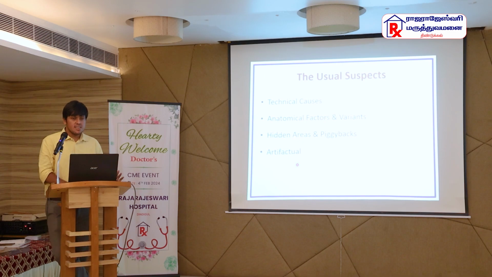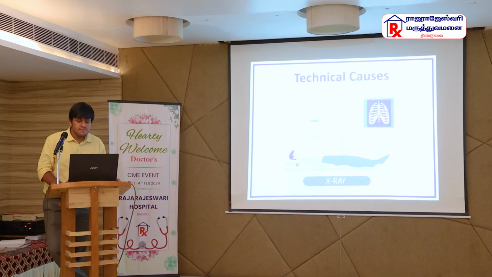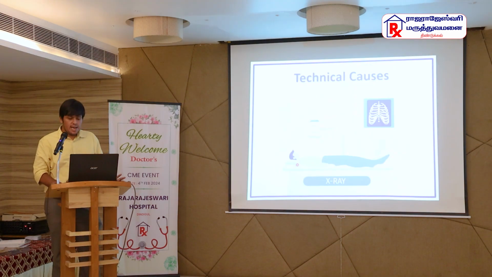But while interpreting an X-ray and calling an X-ray normal, it will be a very difficult part, especially even for radiographers and even for radiologists and pulmonologists. But while interpreting an X-ray, these are the common things that pose challenges: technical factors, anatomical factors and variants, artifacts, lesions in hidden areas, and the second problem, piggybacking over another finding. Technical causes include rotation, penetration, angulation, position, and degree of inspiration.